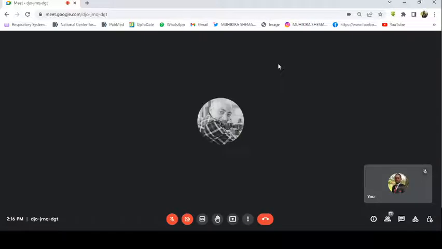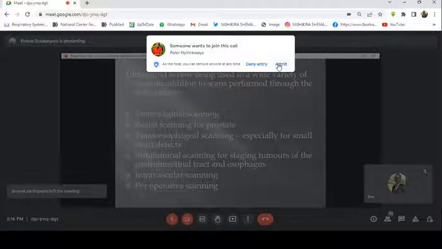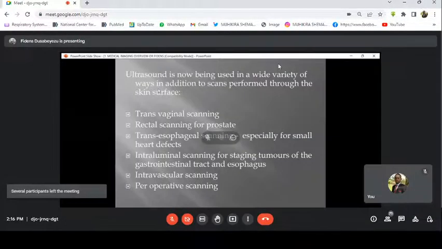Transvaginal ultrasound. The reason why we do transvaginal is that the interface of the probe can be near the organ you want to see. When you are near the organ, the image becomes clearer and you can better diagnose the disease. That's the reason why we use this intraluminal ultrasound scanning.